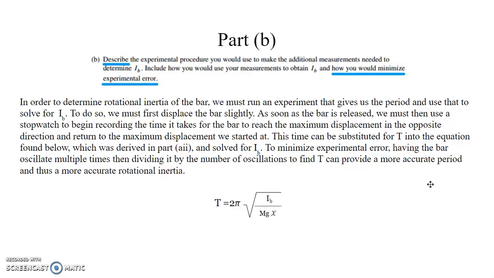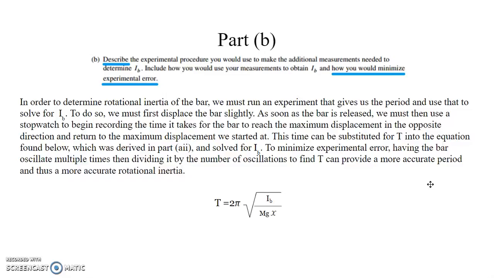To do so, we must first displace the bar slightly. As soon as the bar is released, we must then use a stopwatch to begin recording the time it takes for the bar to reach the maximum displacement in the opposite direction and return to the maximum displacement in the direction we started at. So this time can be substituted for t into the equation found below, which was derived in part 2 of A, and solved for IB.